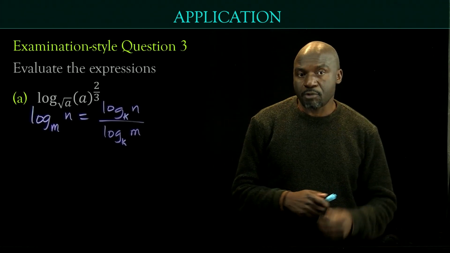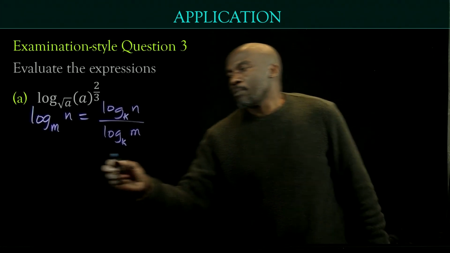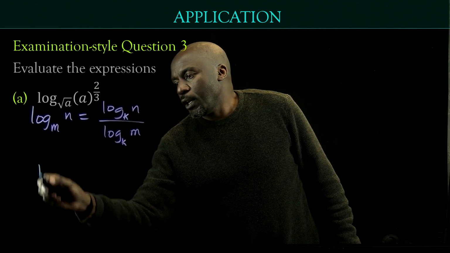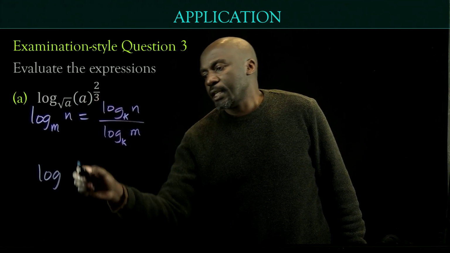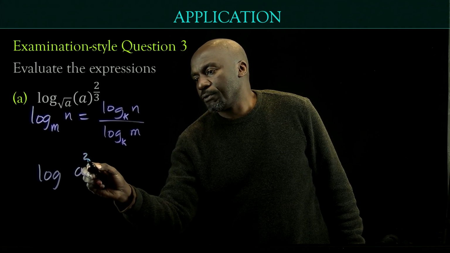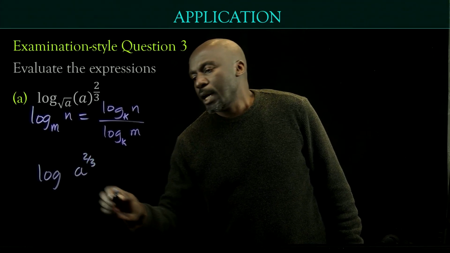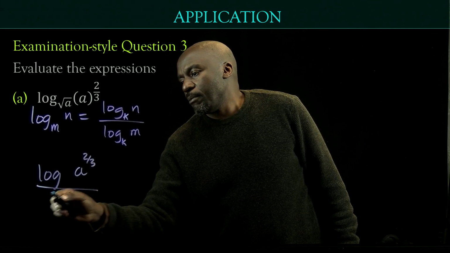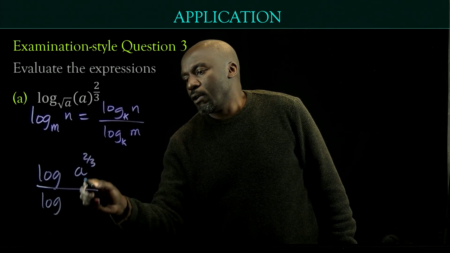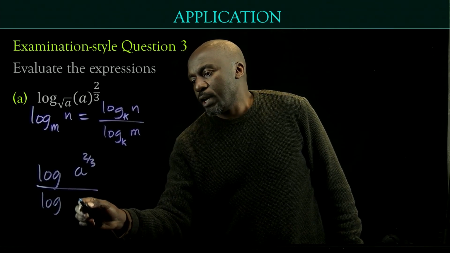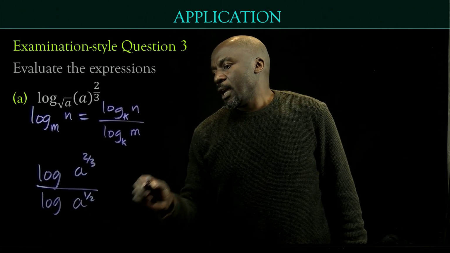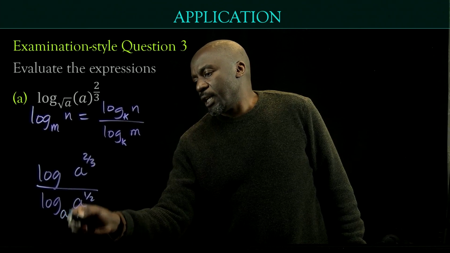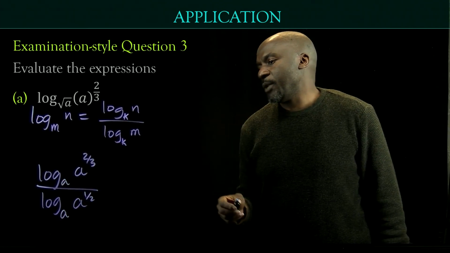In fact, I'm not going to erase that. Let's just go on. So I'm going to write here log of the number itself, which is a to the power of 2 over 3, and I'm going to divide that by the log of square root of a, which is a to the power of a half. And I'm writing this to base a. So I've decided I'm going to use base a.